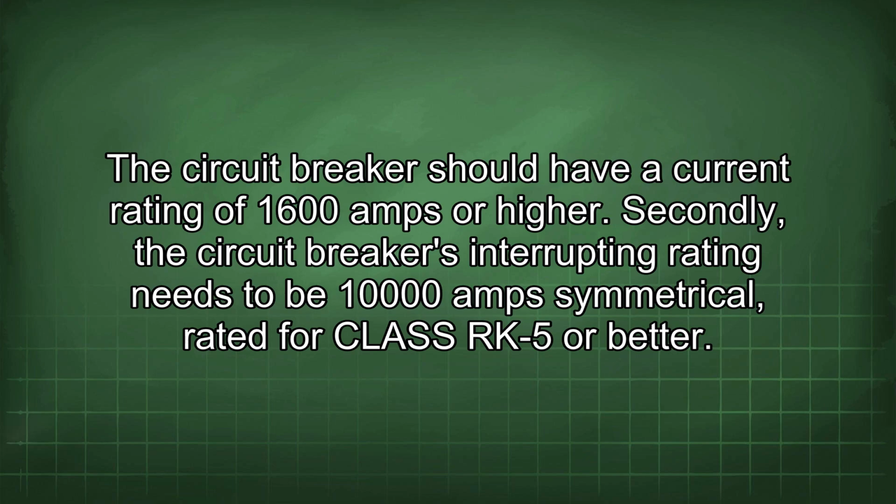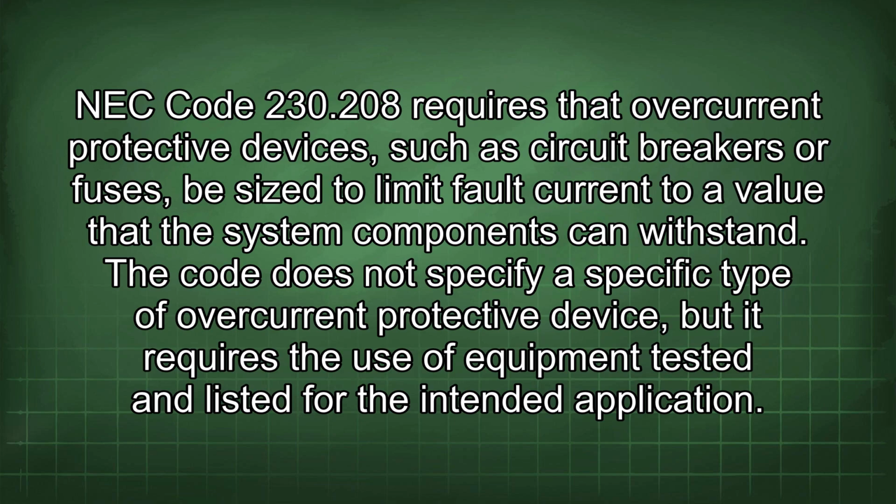Secondly, the circuit breaker's interrupting rating needs to be 10,000 amps symmetrical, rated for class RK-5 or better. NEC code 230.208 requires that overcurrent protective devices, such as circuit breakers or fuses, be sized to limit fault current to a value that the system components can withstand. The code does not specify a specific type of overcurrent protective device, but it requires the use of equipment tested and listed for the intended application.